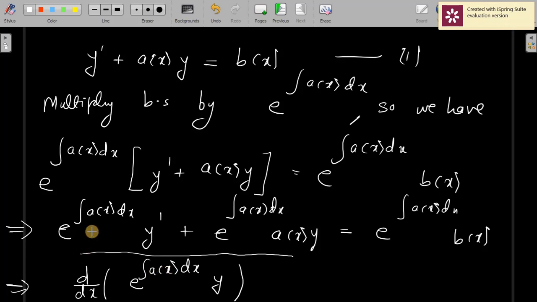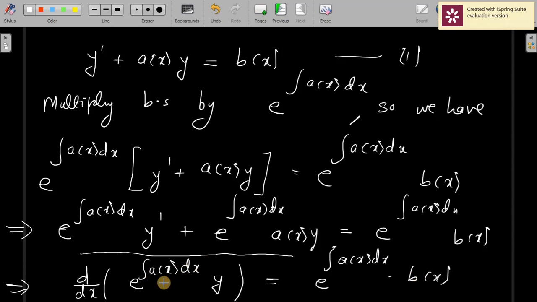So first term e raised to integral of a of x dx, you have exactly that into dy by dx plus y as it is. And the derivative of e raised to integral of a of x dx is nothing but e raised to integral of a of x dx into the derivative of this integral. Derivative and integral get cancelled and you have a of x. So that becomes the derivative of the whole expression, into e raised to integral of a of x dx, b of x.